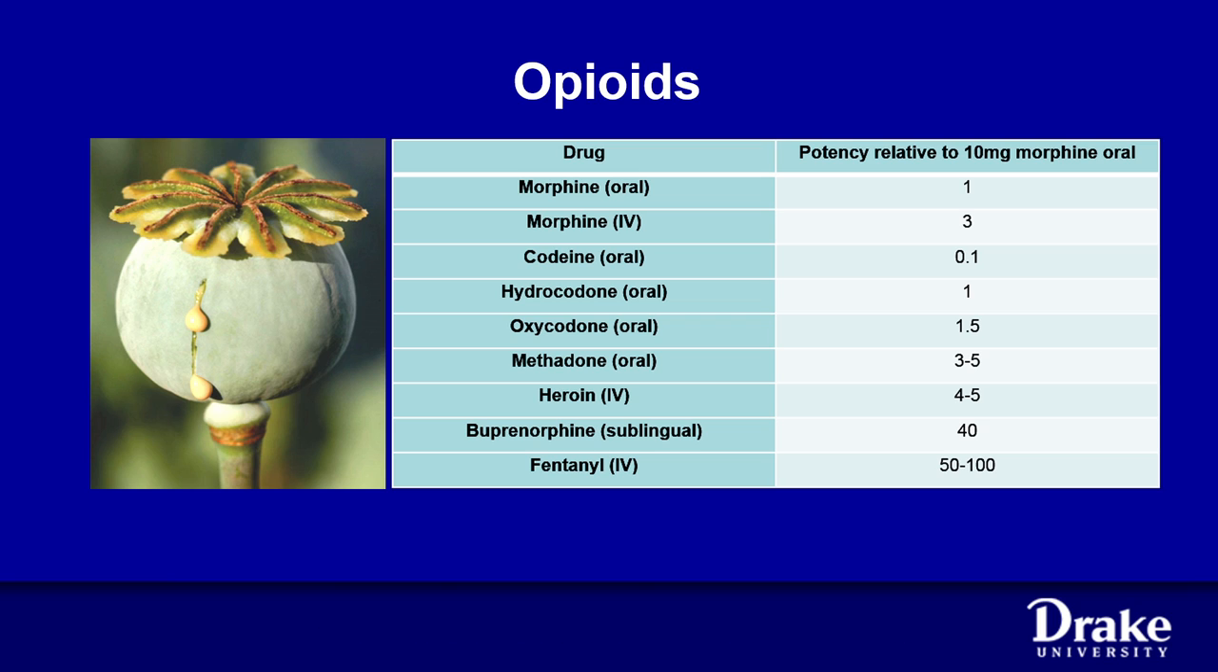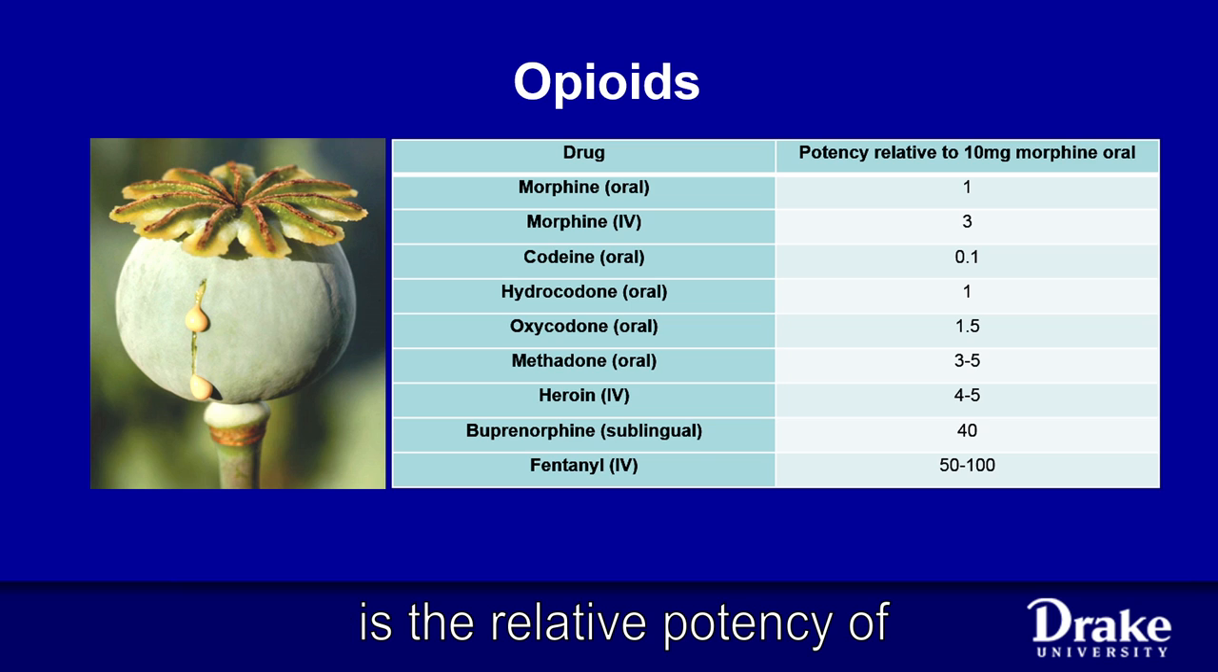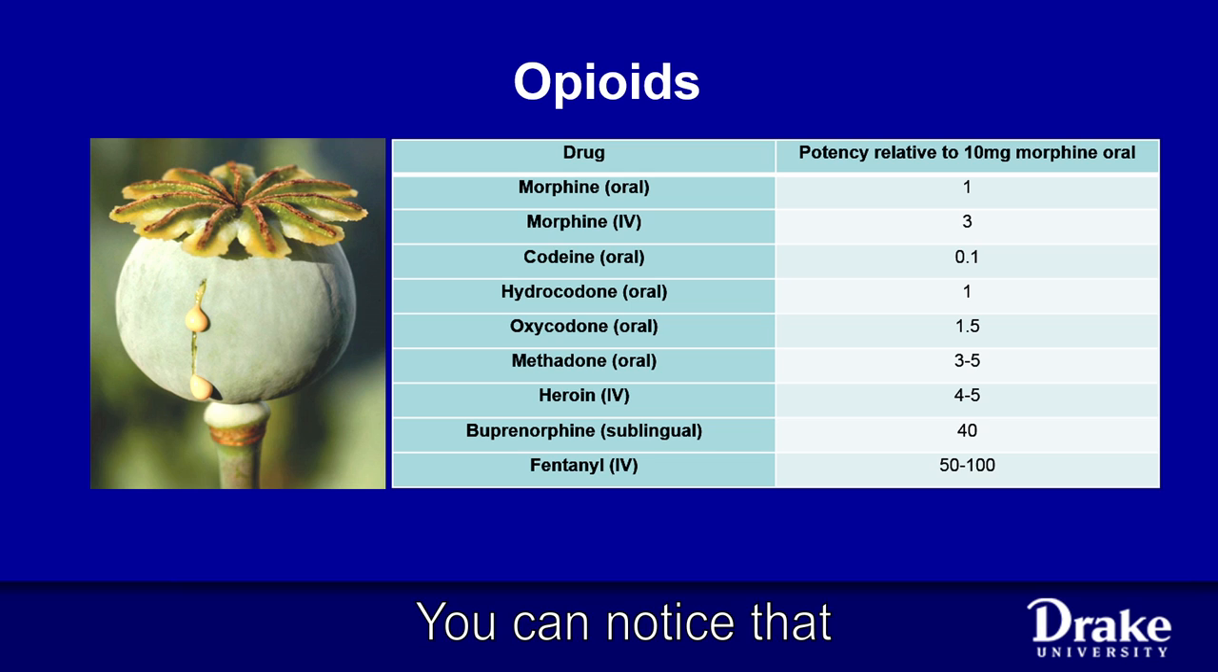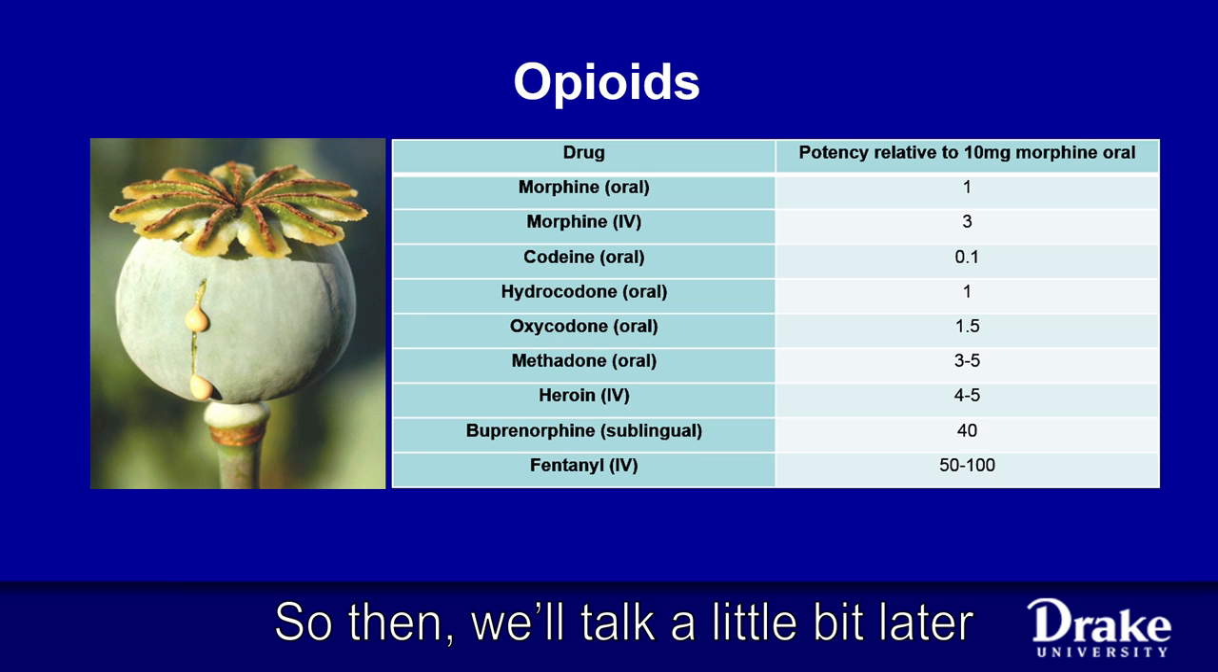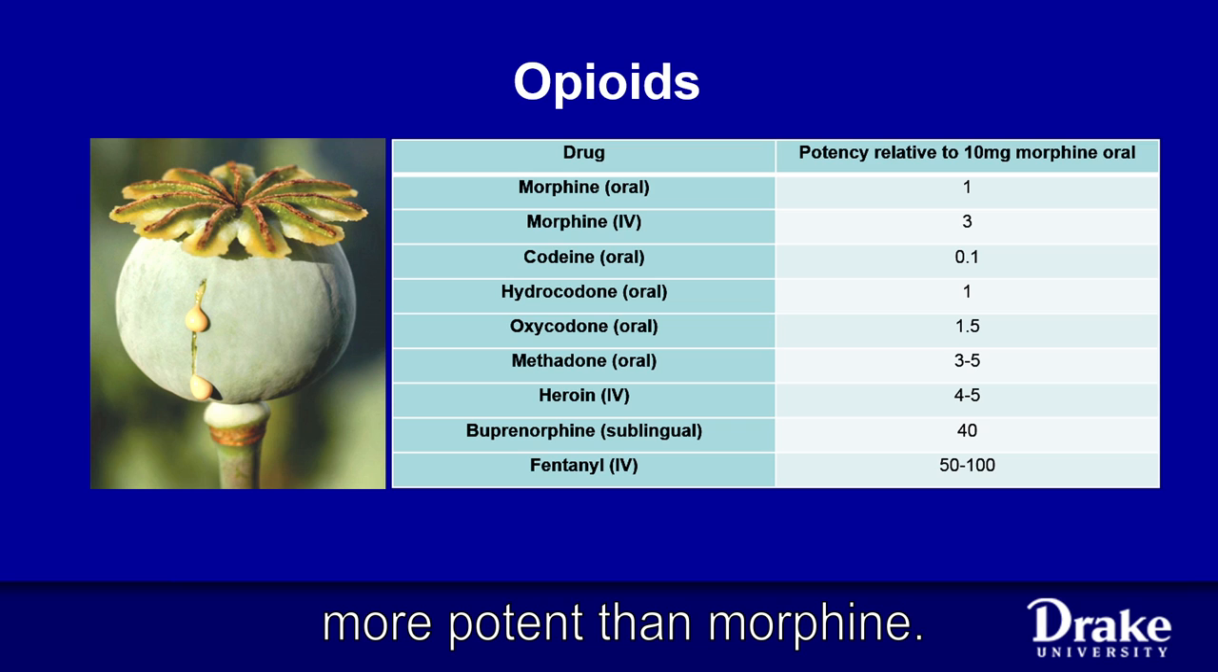So what I've shown here is I've listed some common opioids and their potency. And we use an oral dose of 10 milligrams of morphine as kind of our standard. And so the potency of such a dose is 1. And what I'm showing here is the relative potency of some other agents. You can notice that we can increase the potency, that is the dose required to give a defined effect, by changing the route of administration. So if we go to an IV dose of morphine, we can increase the potency threefold. Some other things to point out here, heroin IV, 4 to 5 fold more potent than a 10 milligram oral dose of morphine. And we'll talk a little bit later about why heroin is more potent than morphine.